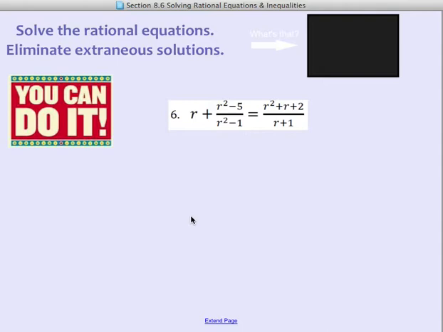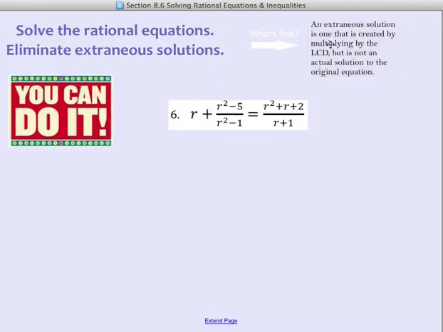It says solve the rational equations, eliminate extraneous solutions. So we should know, what is an extraneous solution if I need to eliminate them? It is a solution that is created by multiplying by the LCD, but is not an actual solution to the original equation. Usually it's a solution that if you plug it back in, you're going to get a 0 in your denominator. So in this case, if I had r equals -1, -1 plus 1 is 0, I would have 0 in my denominator, and you cannot divide by 0. So that would be an extraneous solution.